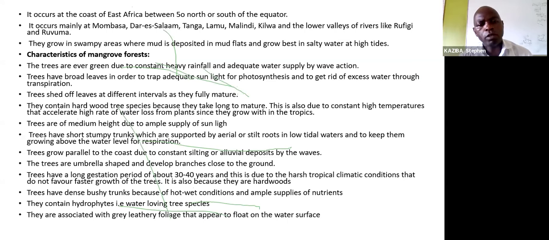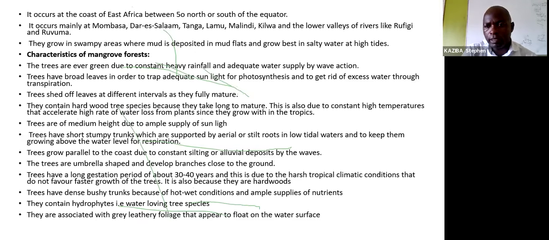Then they grow parallel to the coast due to constant silting. Waves tend to blow silt parallel to the coast, which attracts them to grow. Then the trees are umbrella shaped and they tend to develop close to the ground. They have a long gestation period of 30 to 40 years due to the harsh tropical climate conditions, which do not favor faster growth. Then they contain hydrophytes. These are trees which love water, so water-loving plants. Then they are associated with gray leathery foliage, and they tend to appear on water.